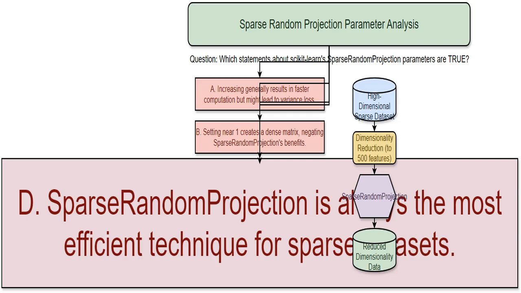While SparseRandomProjection is designed for sparse data, it's not a universally superior method. Other techniques like truncated SVD might be better depending on the specific data and desired accuracy.